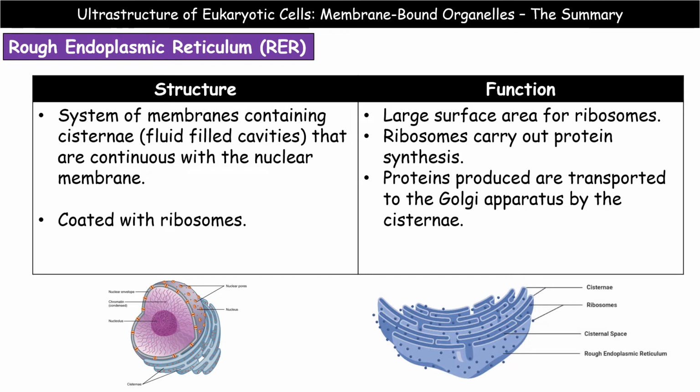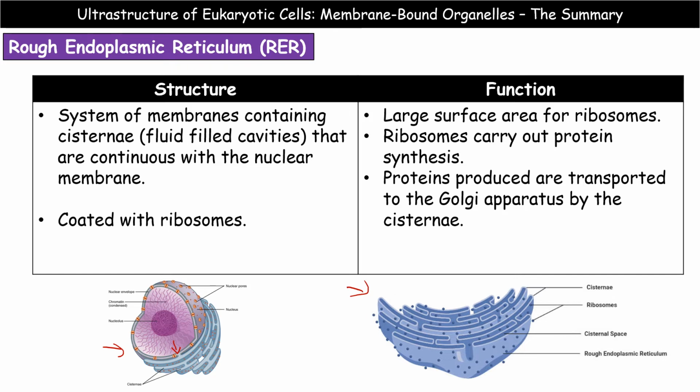The next structure we're going to look at then is the rough endoplasmic reticulum, or RER. Now, when we consider what the rough endoplasmic reticulum is, if we look at the diagram on the right first of all, what we can see is it's an entire little system made up of fluid-filled cavities. And we call these fluid-filled cavities cisternae. Those cisternae are continuous with the nuclear membrane. If we have a look on the right here, you can see down in this bottom corner, we've got our nuclear envelope, and then there's that little line, and then it goes straight into the rough endoplasmic reticulum.